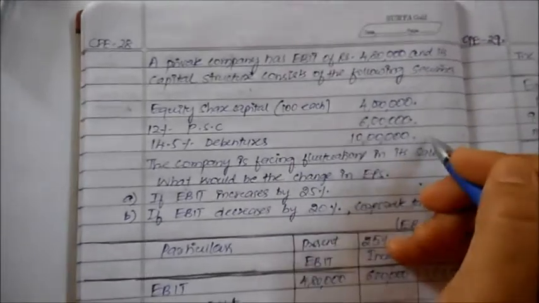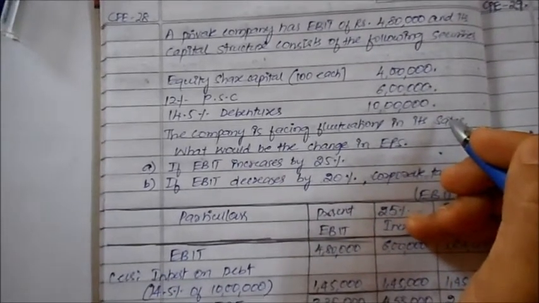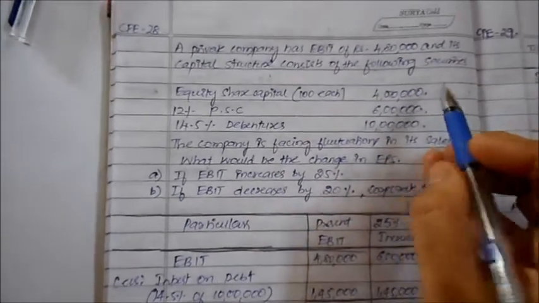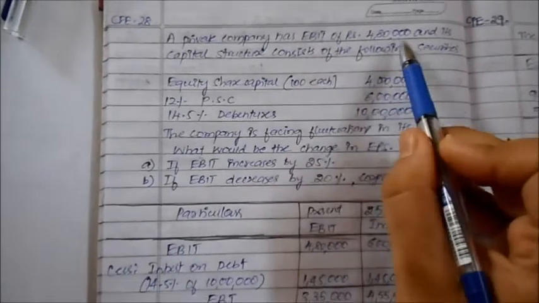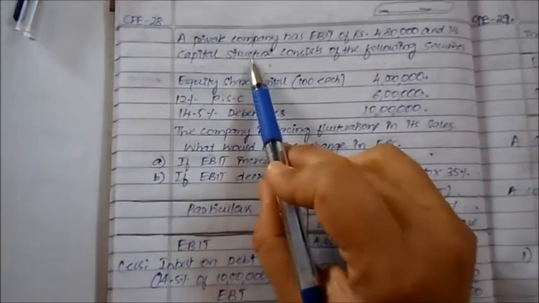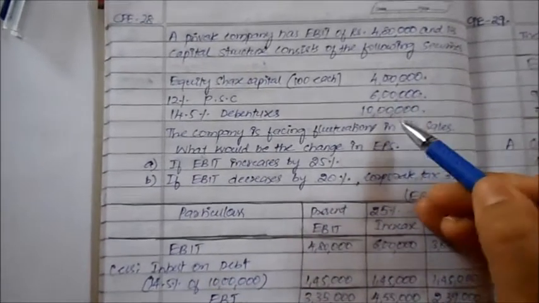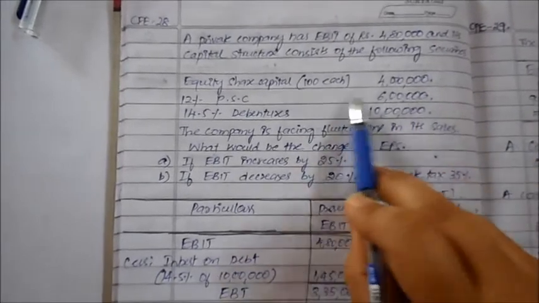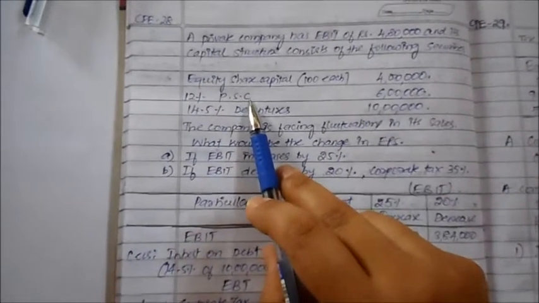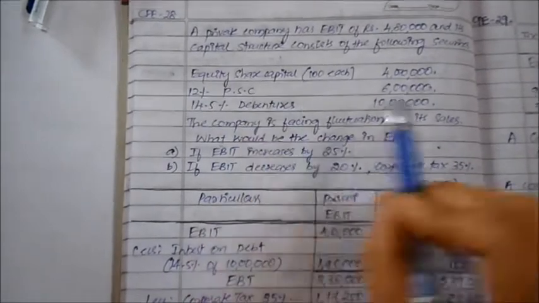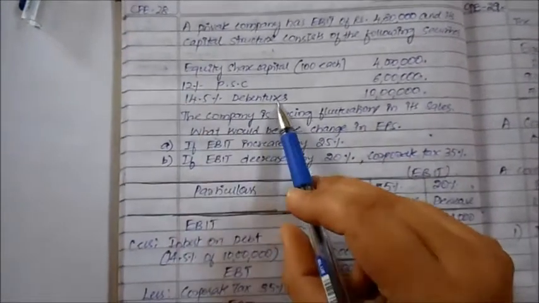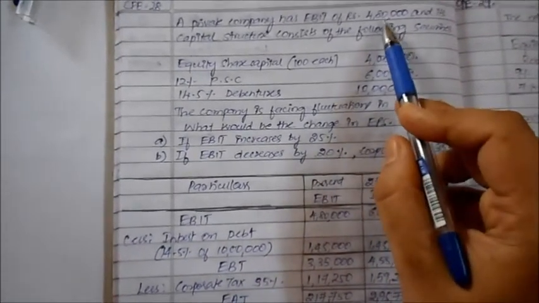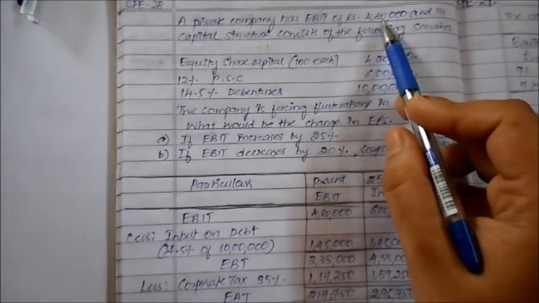So the next question, under the chapter financial leverage, you can say capital structure. A private company has earning before interest and tax of rupees 4,80,000 and its capital structure is of the following securities. So how much capital have you raised via different sources? Equity will be 4 lakhs. Preference share capital, 6 lakhs. 14.5% debentures of rupees 10 lakhs. So it's 20 lakh worth of capital, and the operating income that you have is 4,80,000.